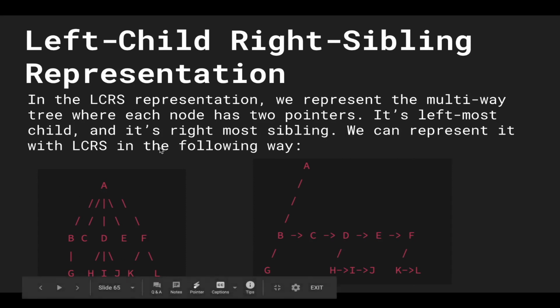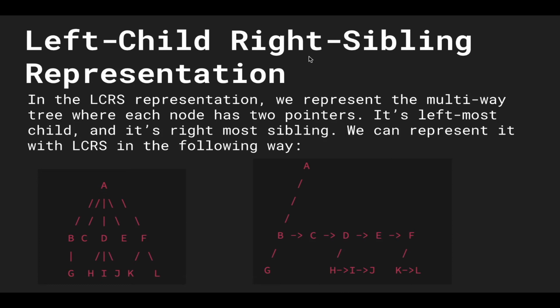So here is a multi-way tree, and you can think of the canonical way that you might think of it, where each node has an array of children. So in the left picture, A has an array of children. It'll be B, C, D, E, F. Then B has 1 child, which is G, D has 3 children, which is H, I, J, and F has 2 children, K and L. So each node knows about all of its children.